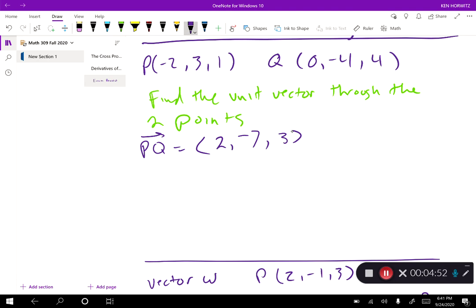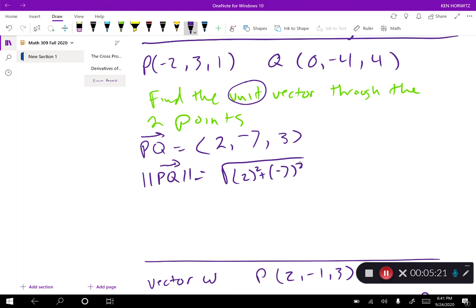And notice that this says I want to find the unit vector. So what do I need in order to find the unit vector? I need the magnitude. So I'm going to get the magnitude of PQ. Again, I'm going to set up my square root. Take each component and square it. Square them, add them, square root them. 2 squared, -7 squared plus 3 squared. And when you do out the math, it should be the square root of 62.